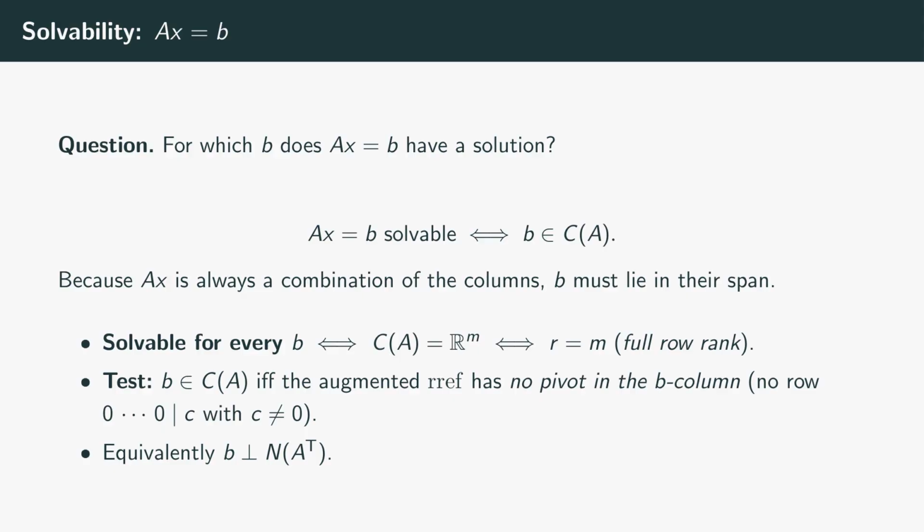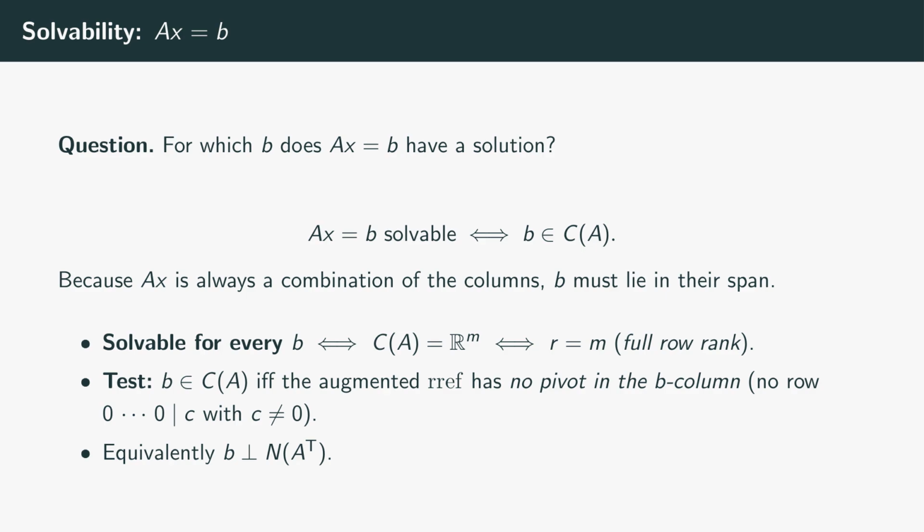Use the picture to answer the first big question: for which right-hand sides B does the system Ax equals B have a solution? Since Ax is always some combination of the columns of A, the product can only ever land inside the column space. So the system is solvable exactly when B lies in the column space and not otherwise. That is existence in one line. A special case, the system is solvable for every possible B exactly when the column space fills the whole output space Rm, which happens when the rank equals m, the number of rows. We call that full row rank.